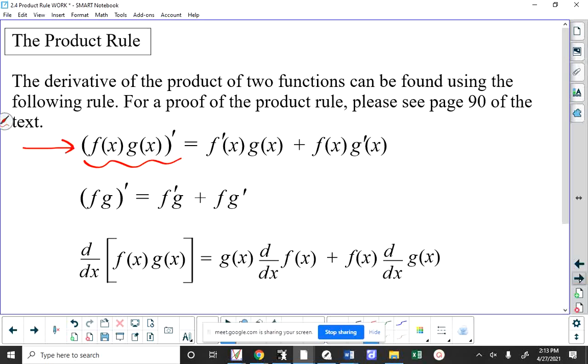Now, I think in your textbook, this author is a little quirky this way. He likes to write this term first. So he likes to write f of x g prime of x plus f prime of x g of x, but the order in which you add them doesn't matter. This is very easy to understand, but it's really sloppy. It's just saying the derivative of fg is f prime g plus fg prime.